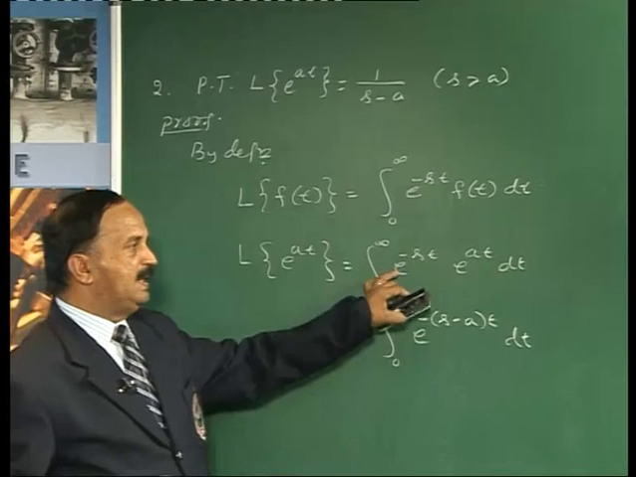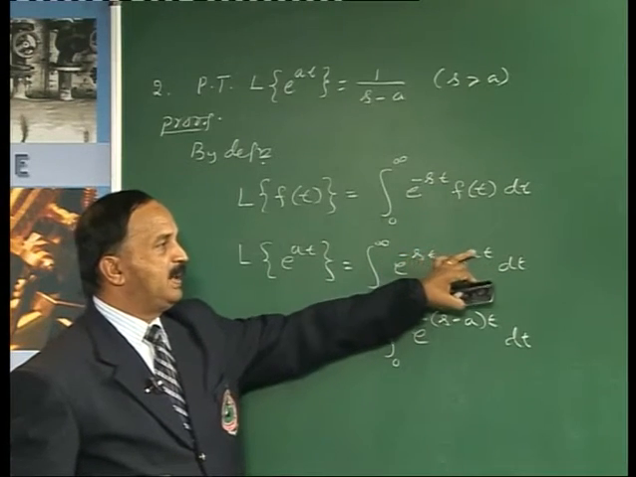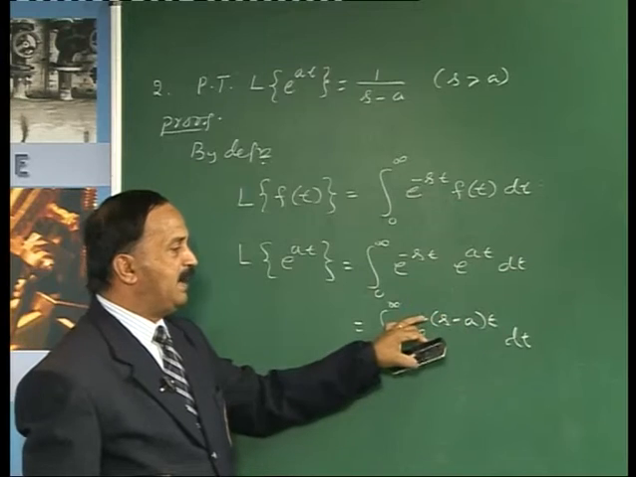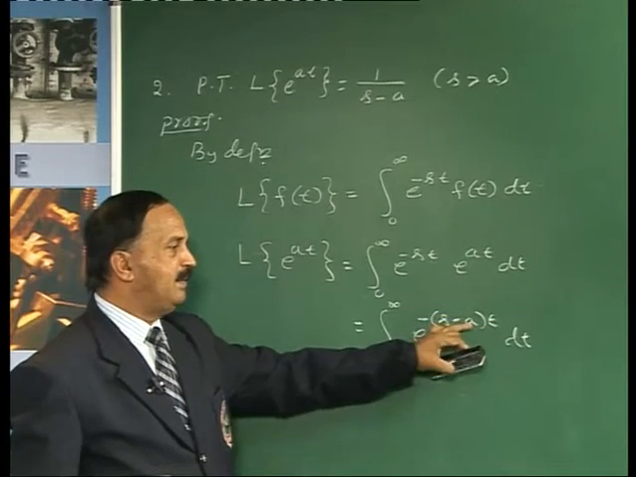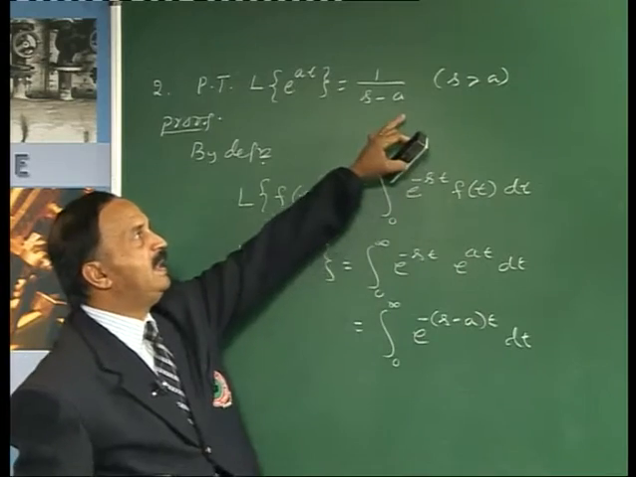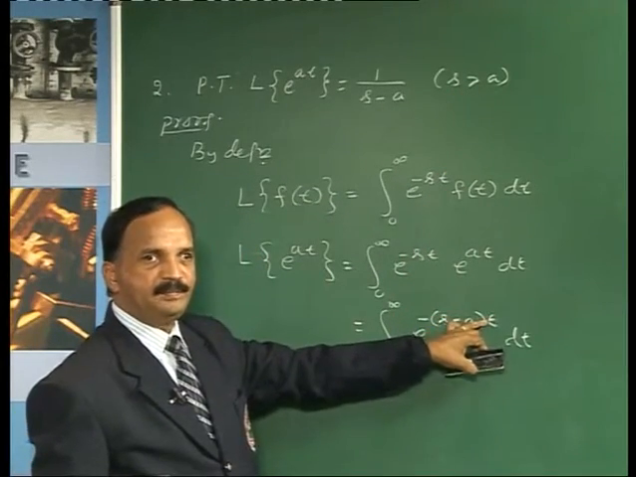Here e is the same, so by adding the powers, minus st plus at equals minus (s minus a) times t. Otherwise you can write (a minus s) times t, but here s is greater than a, so you should write (s minus a) times t.